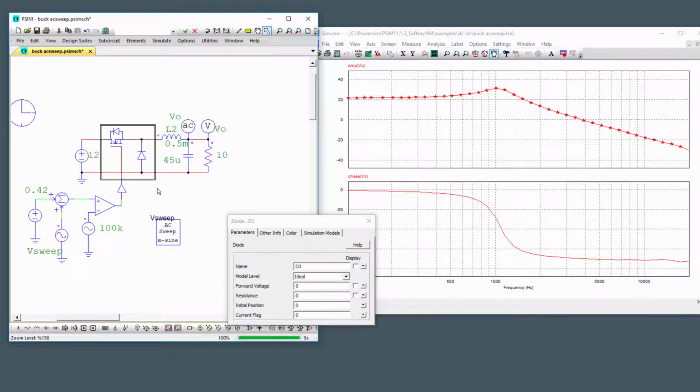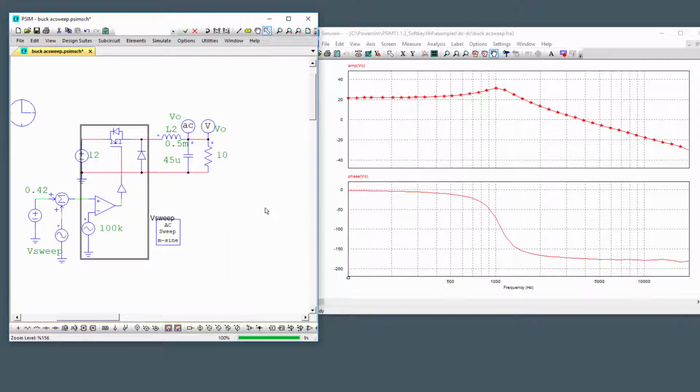Because this is not an average model, we don't have the ability to push this out to 10 megahertz to see what happens, because that's actually not what's going to really happen when you have a switching circuit in the way.